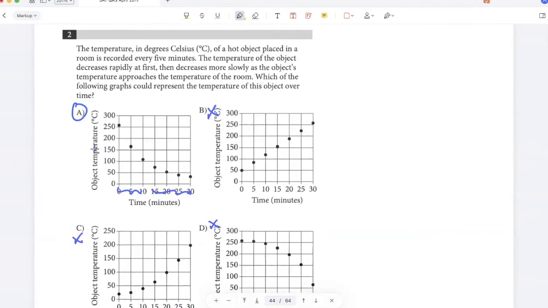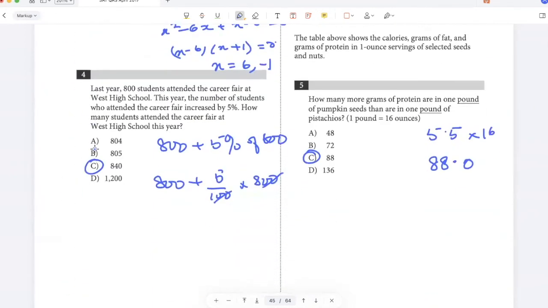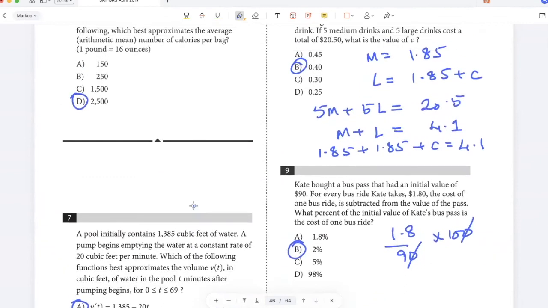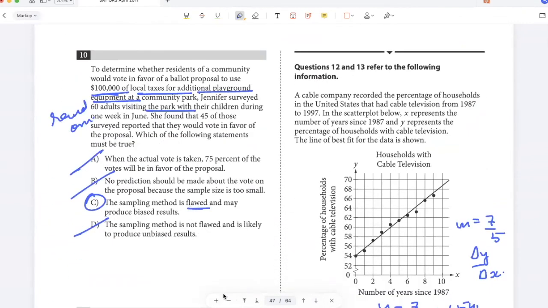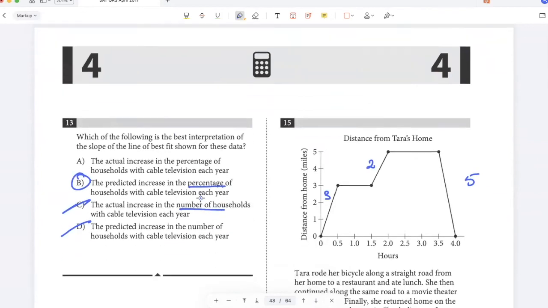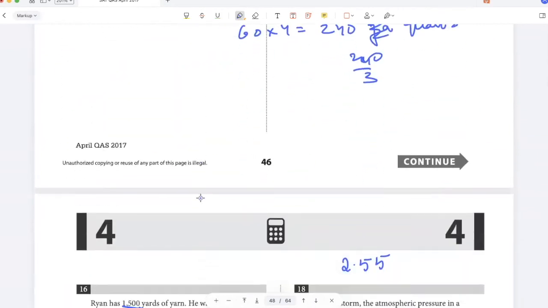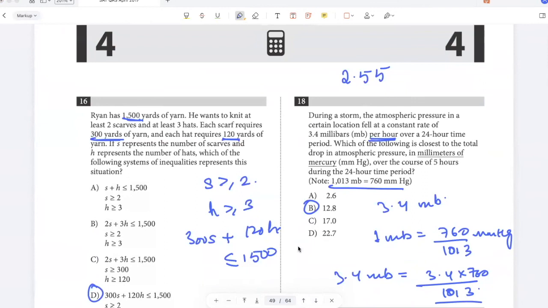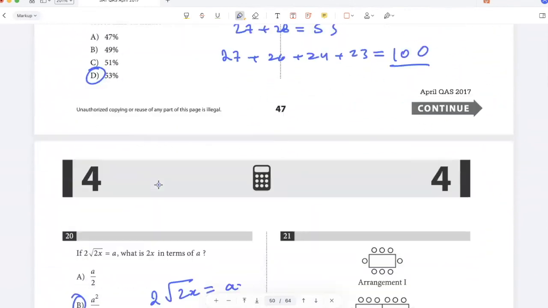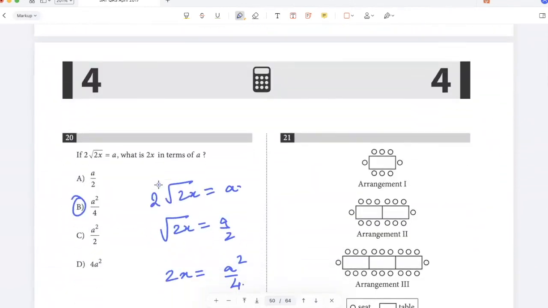CADCC. 6th, DABBC. 11th, ACBCB. And 16, DDBDB. Okay, great. So we got all correct.